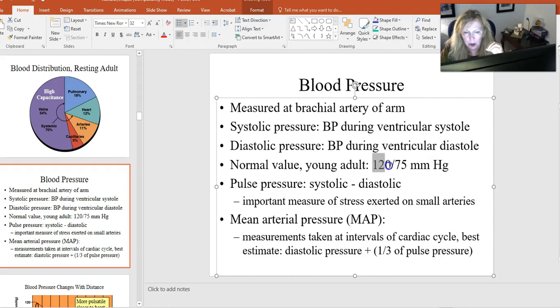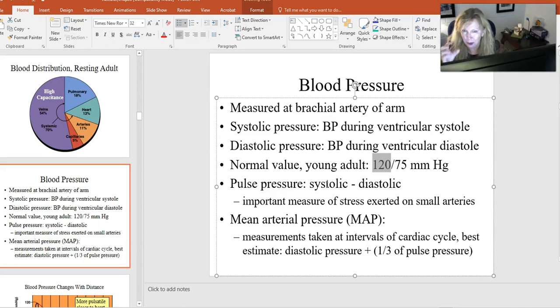What this top number represents, the systolic number, represents the highest amount of pressure being exerted on those arterial walls at any given time, the highest amount that's ever being exerted. This is when the left ventricle contracts, is at its most forceful contraction, the systolic, the left ventricle.